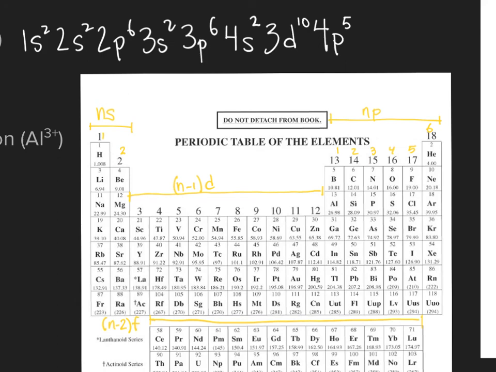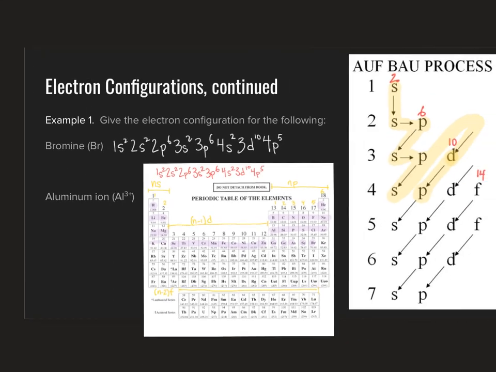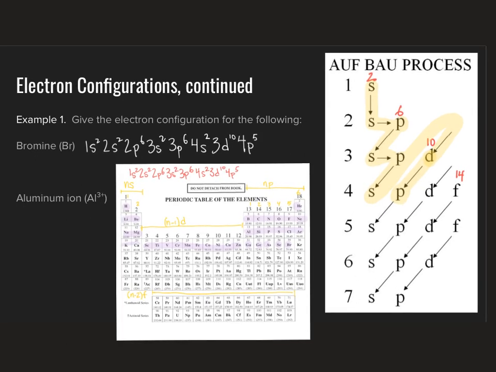So following the periodic table, easier than the Aufbau diagram, we can just read through it now from start to finish, starting again with 1s2, 2s2, 2p6, 3s2, 3p6, 4s2, 3d10, 4p5. And you see we end up with the same configuration we used with our diagram earlier. So that's bromine. Let's now have a look at the aluminum ion.